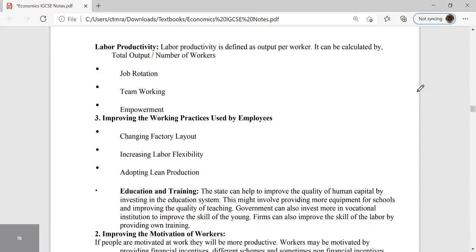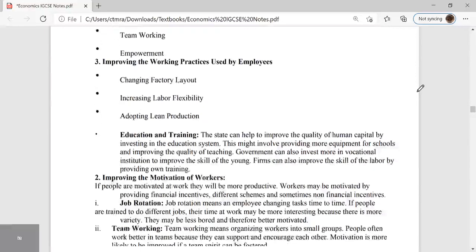So when teamwork is there, workers get motivated to work and try to compete with each other. Then empowerment: if you provide decision-making power to your labor, sometimes they will get motivated as well. You can also improve the working practices, like changing factory layout, providing flexibility to the labor, or using lean production. Lean production is a production method which can help us reduce cost or reduce waste. Then we talked about appraisal and training as well.